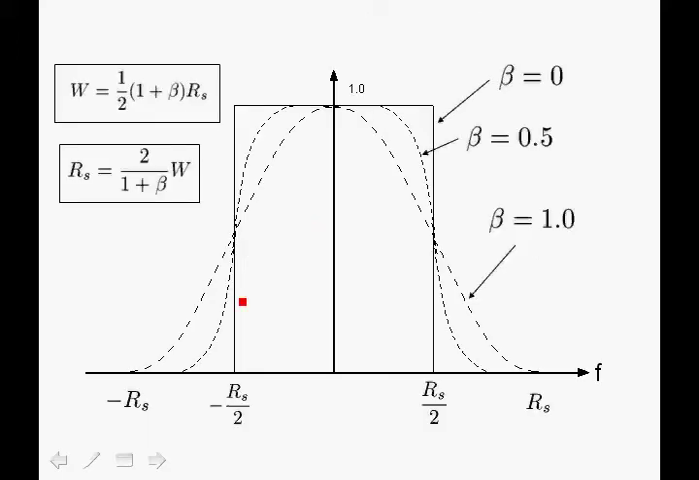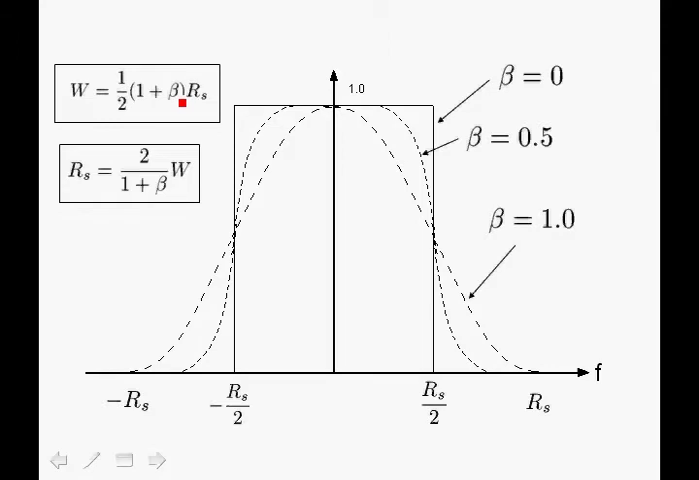So in this figure we show 3 filters. Let's take this particular filter here. For any particular filter, we have that the bandwidth is equal to W. For this particular filter, here's plus W and here's minus W. So this filter has a bandwidth of W hertz. Now, it turns out that the bandwidth is related to the symbol rate, R sub S. Recall that the symbol rate is the inverse of the spacing between the symbols. And they're related by the roll-off factor beta. So let's take a look at this.